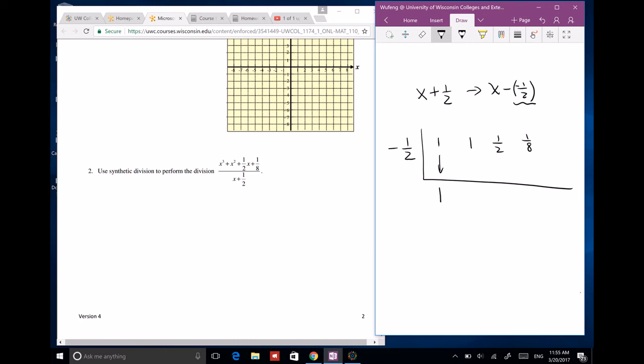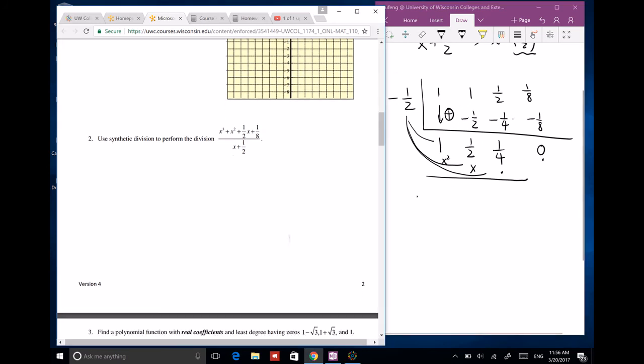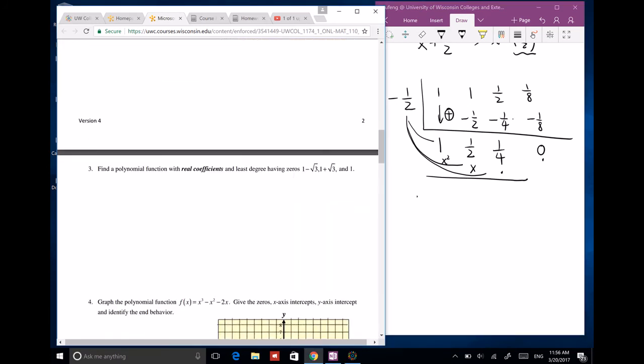Then bring down the 1, multiply it, which gives you -1/2. Add it: 1 plus -1/2 is 1/2. Then you multiply, which is -1/4. Then you add: 1/2 plus -1/4 is 1/4. Then you multiply, so it's -1/8. You add, it's 0. So your quotient is, figure out this one by yourself. This 0 is the remainder, and the quotient is x² plus 1/2 x plus 1/4. You do that by yourself. I should skip this process actually.